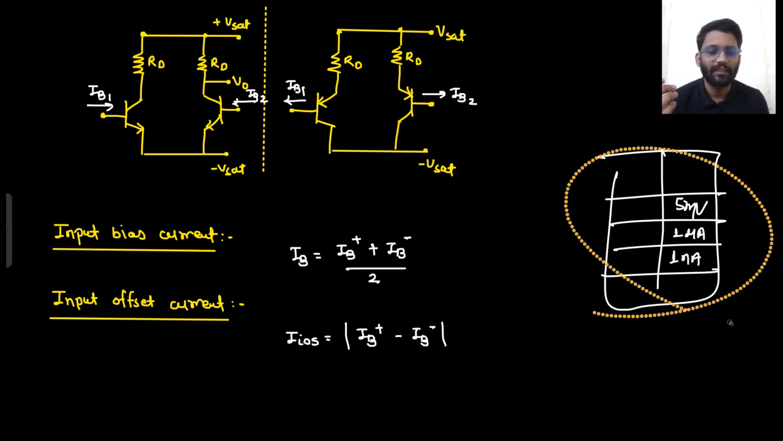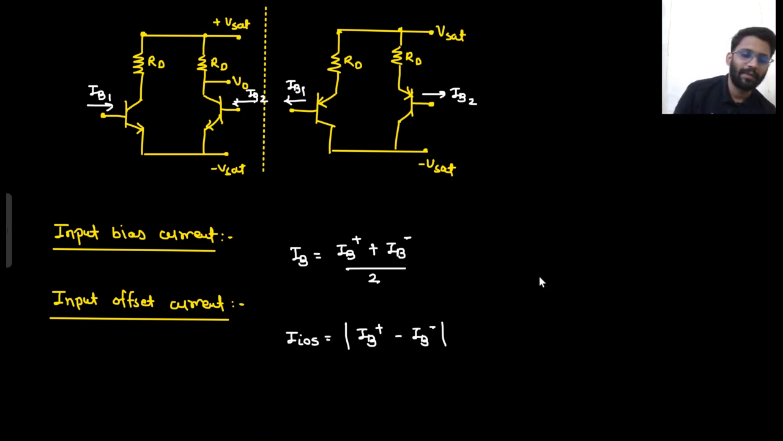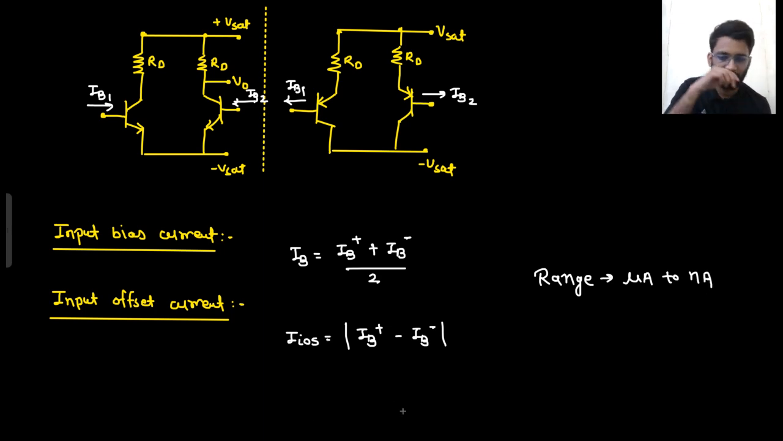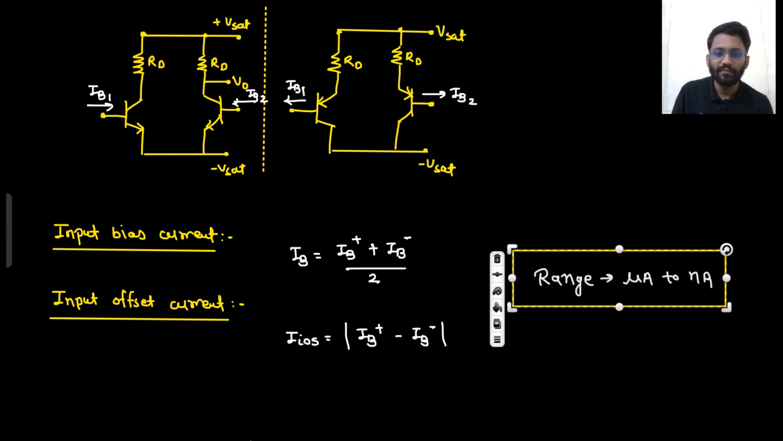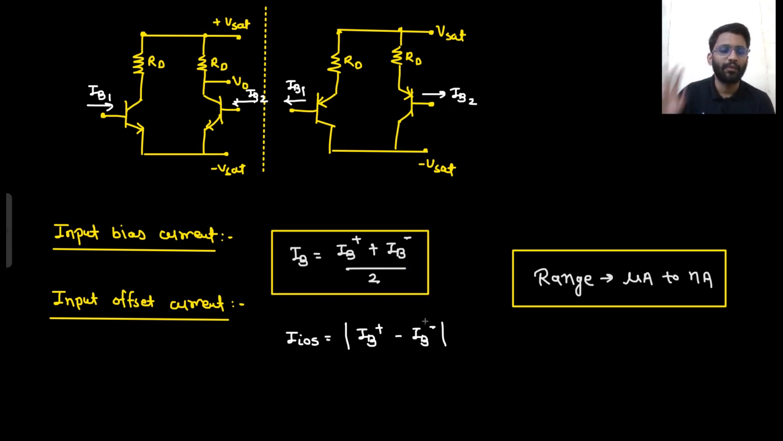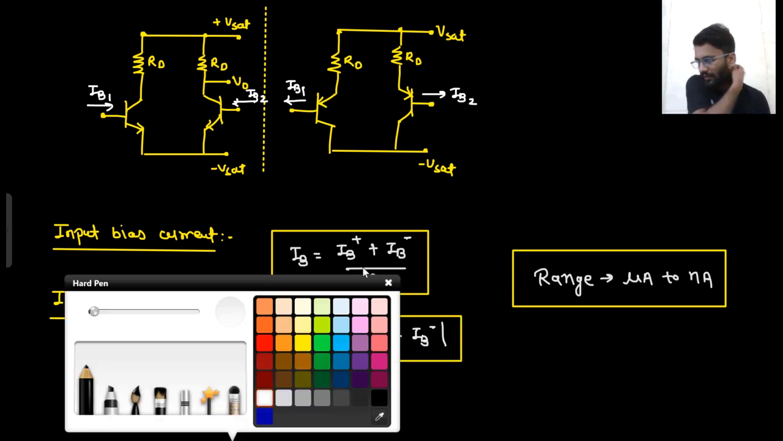So what is the range? Typically in OpAmp ICs, the range is from microamp to nanoamp. So these are the definitions that are defined. The input bias current is the average of both of the currents, and the input offset current is the difference of both of the currents. That's it.